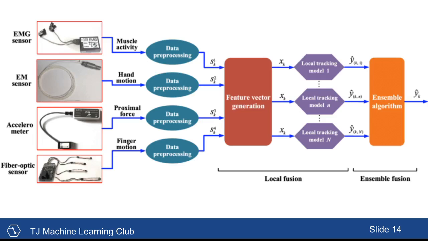This is just an example I found where you have different sensors, and each sensor goes into some sort of pre-processing. You develop the features, and you put that overall feature vector into these different models, and in the end you're able to put it into that final ensemble algorithm.